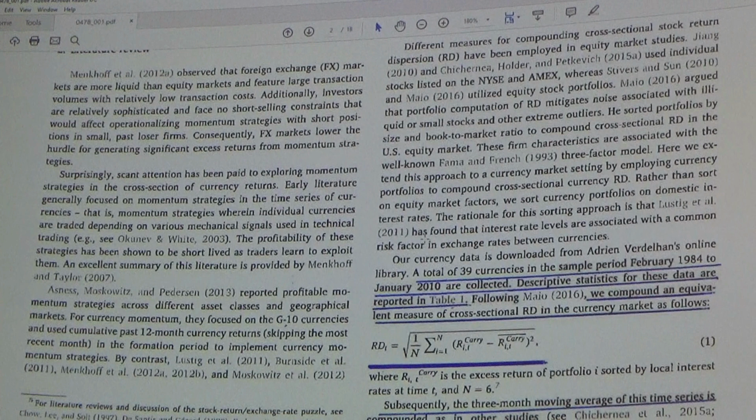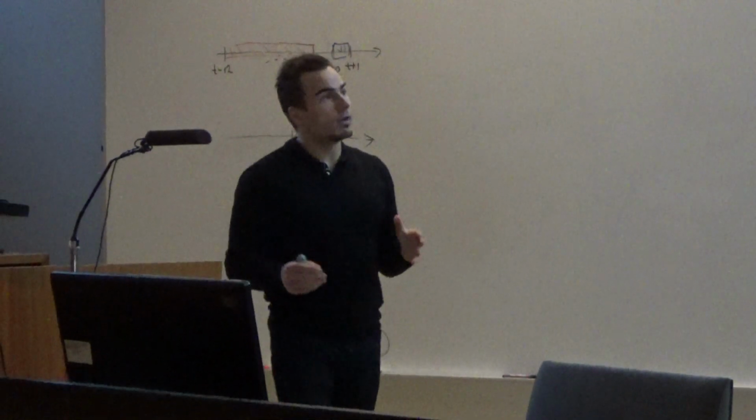Here you see the cross-sectional return dispersion at time t. And the formula that you see here, we use portfolios sorted by carry, which means we have our 39 currencies, and we sort them based upon the previous month's interest rates. Then we form 6 portfolios based upon our 39 currencies and the previous month's interest rates. And you might have heard about this carry strategy.